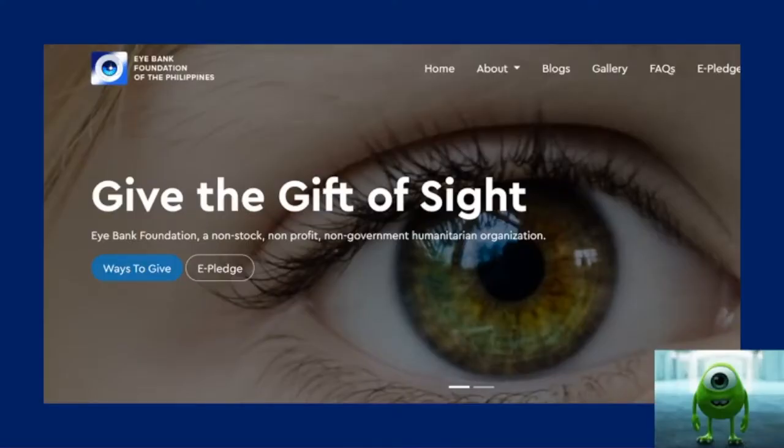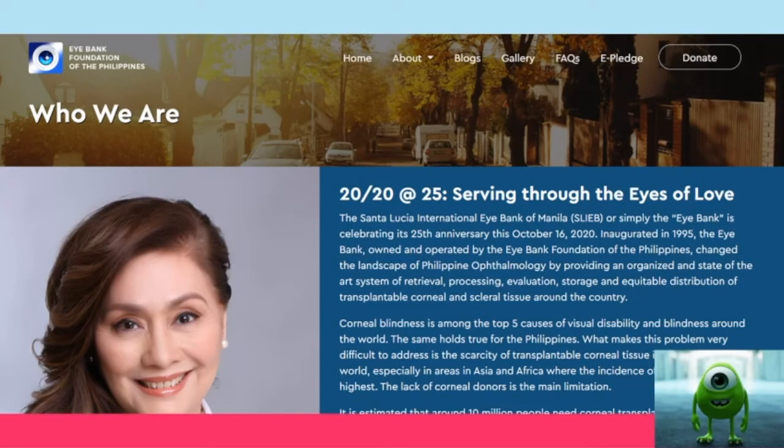Now, since we mentioned the corneal donation, your Philippines, just for you to be aware of also, is having the Eye Bank Foundation of the Philippines. So I've come across this while I'm searching for corneal transplant availability in the Philippines. Then, this is an organization that would actually facilitate the retrieval, processing, evaluation, storage, and equitable distribution of transplantable cornea and scleral tissue around our country.